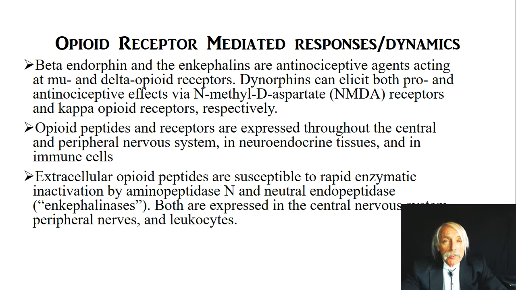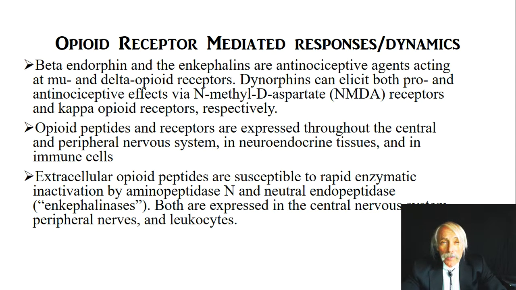Now, opioid receptor-mediated responses and dynamics. Let's get into this. Beta endorphin, the most common endogenous opioid, and the enkephalins are anti-nociceptive agents, right? So they're going to dampen the pain signaling. Anti-nociception means to decrease the pain. Of course, they act at mu and delta opioid receptors most commonly. There's also a kappa receptor, and there's actually one more. But the mu and delta are the major players in analgesia, right?